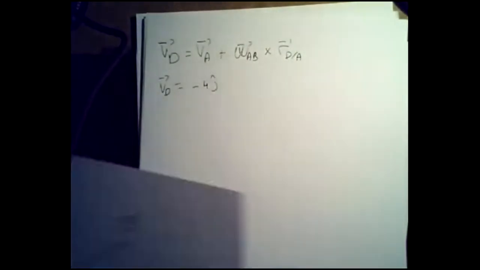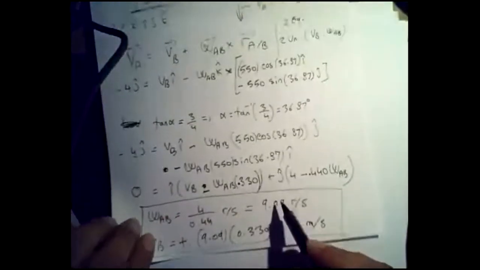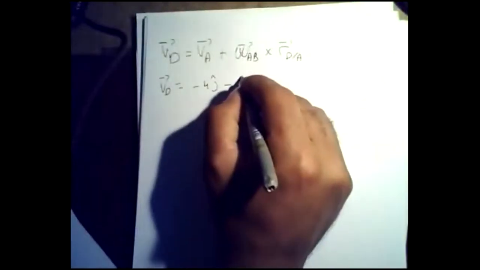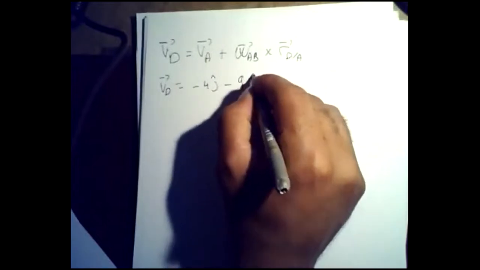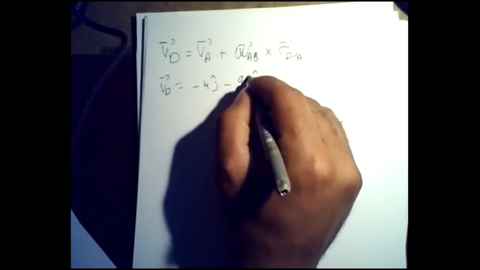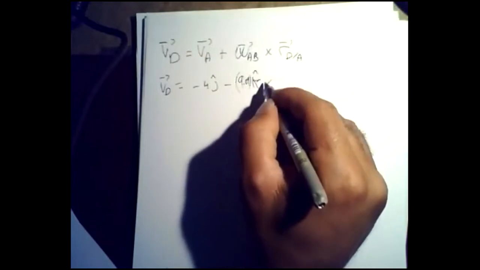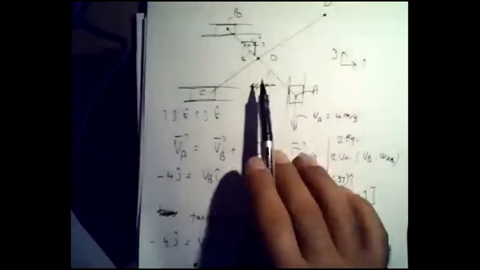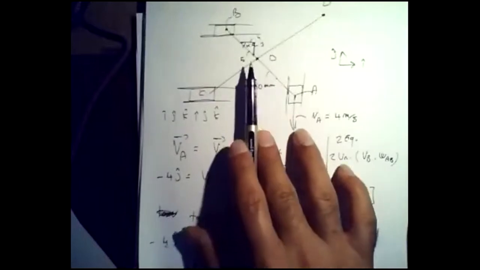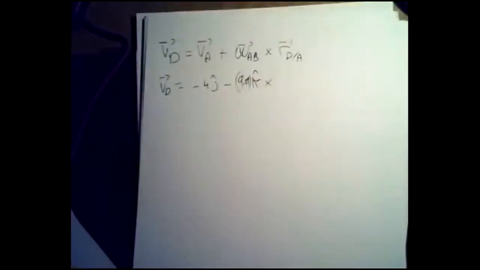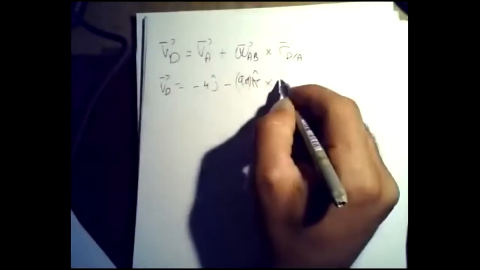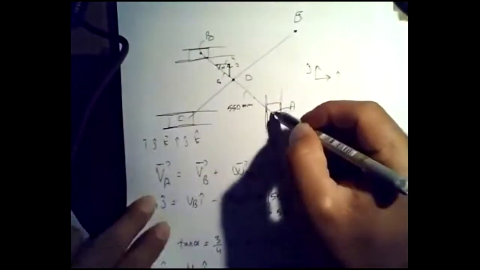Omega AB, we just solved for it, which is 9.09, and we know it's going to be in the opposite k direction. So minus 9.09k cross RD as viewed from A. So we need to know the distance from D to A. From the example that we have, the distance between them is equal to 300, from here to here.